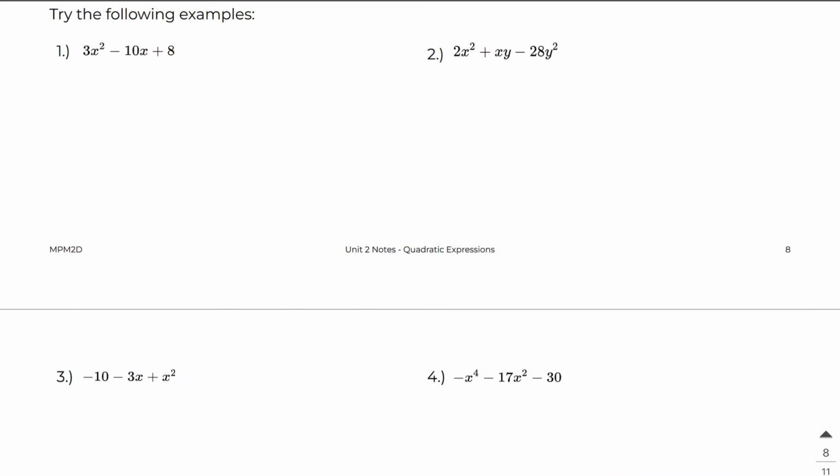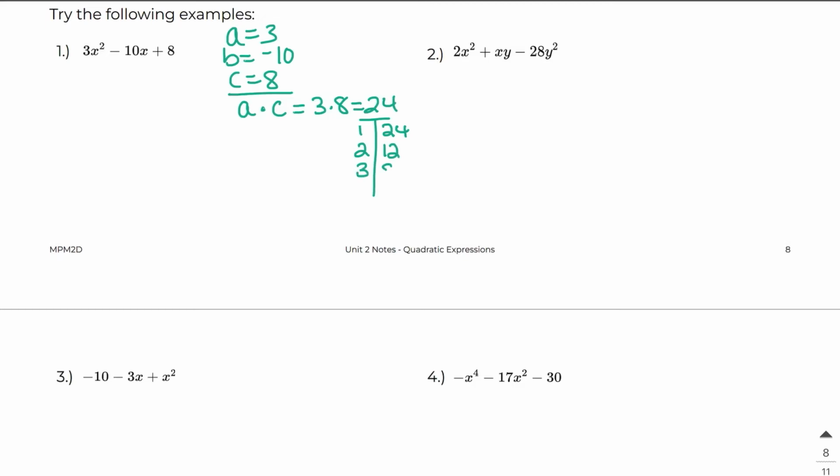So our first example here, we still need to multiply the a times the c, right? So here, the a value, let's write out what a, b, and c are. So a is 3, b is negative 10, and c is 8. So I want to multiply a times c. So I'm going to do 3 times 8, which is 24. Then I'm going to make a list of factors of 24. So I could do 1 and 24, 2 and 12, 3 and 8, 4 and 6, 5 doesn't work. So these are my factors right here.